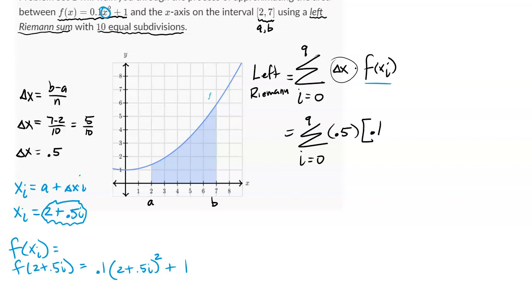I'm really bad about writing 0 point something, so I'm hoping you guys are following that okay. I've never liked writing the 0 beforehand. It just looks cleaner to me without it, so I've always preferred it.